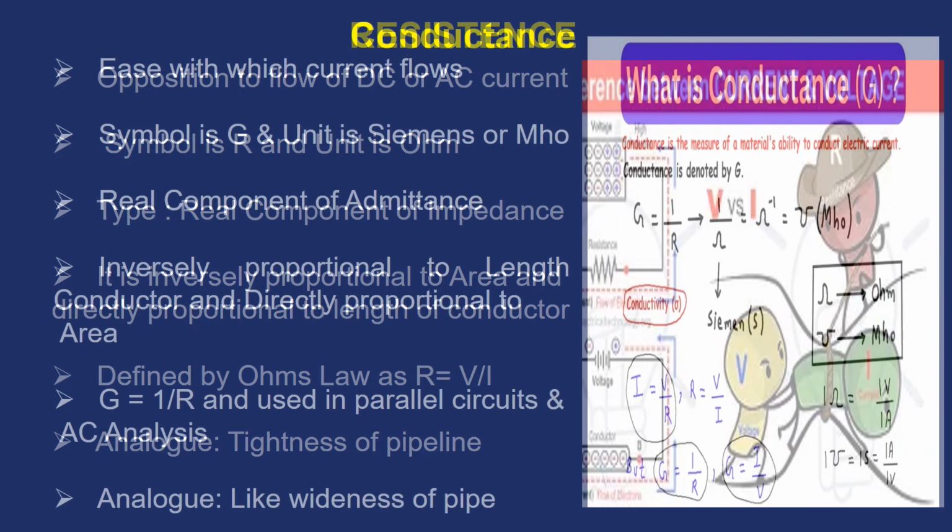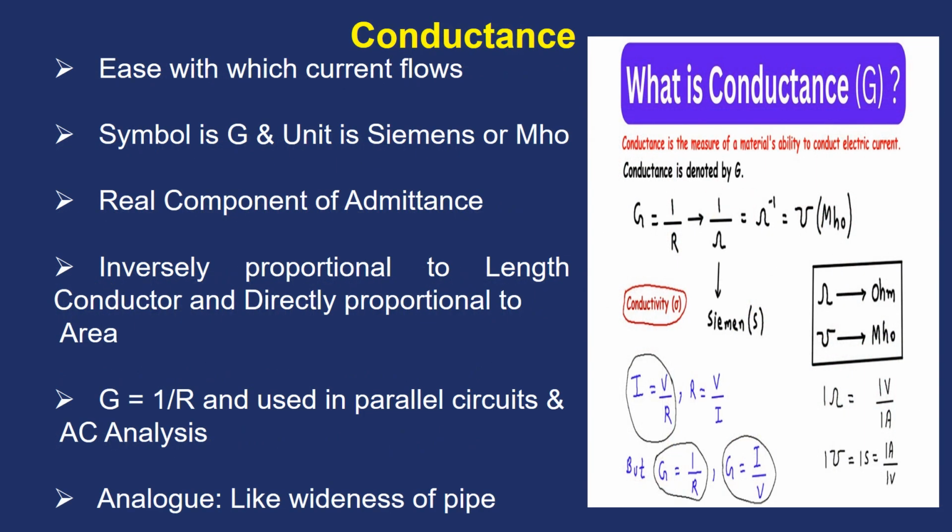The next term is conductance, which is the opposite of resistance. It is the ease with which current flows, and it also holds good for both AC and DC circuits. Its symbol is G and the unit is Siemens or mho. It is the real component of admittance. Admittance is the opposite of impedance in AC circuits.